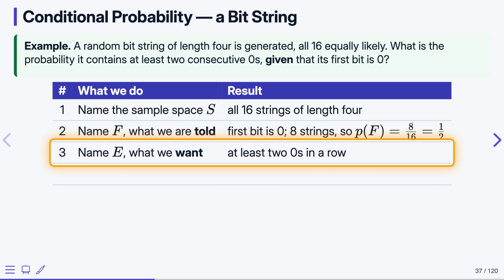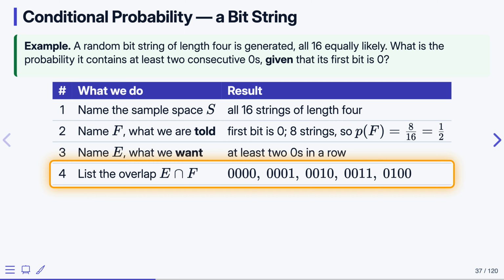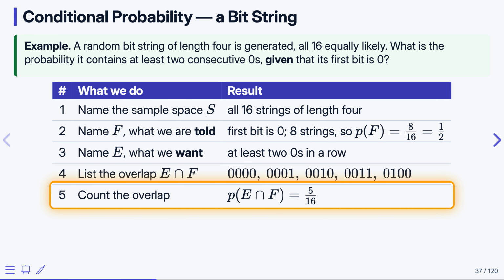Step 3. Name E the thing we want. E is, the string has at least 2 zeros in a row. Step 4. Now list the strings that are in both. They are 0000, 0001, 0010, 0011, and 0100. Check one that is missing. 0101 has zeros, but never 2 together. Step 5. That is 5 strings out of 16. So P of E and F is 5/16.